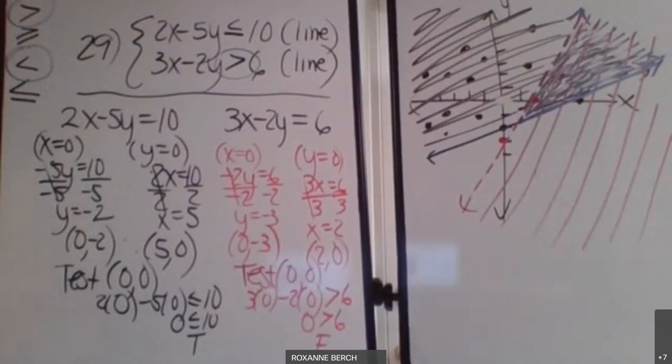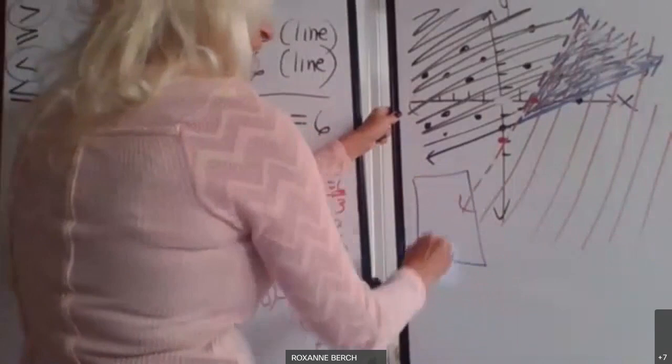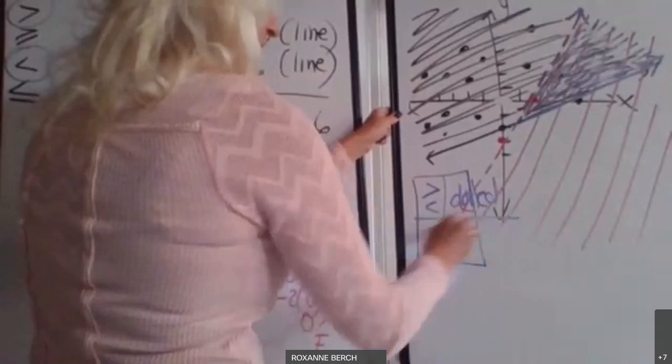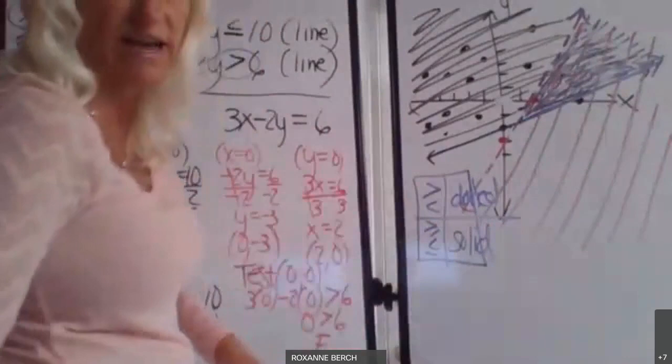I put that in your notes, right? I showed a table. And in the table, didn't I show that greater than or less than was dotted? And greater than or equal to or less than or equal to is a solid boundary. I put that in your notes, didn't I? Yeah. Okay.